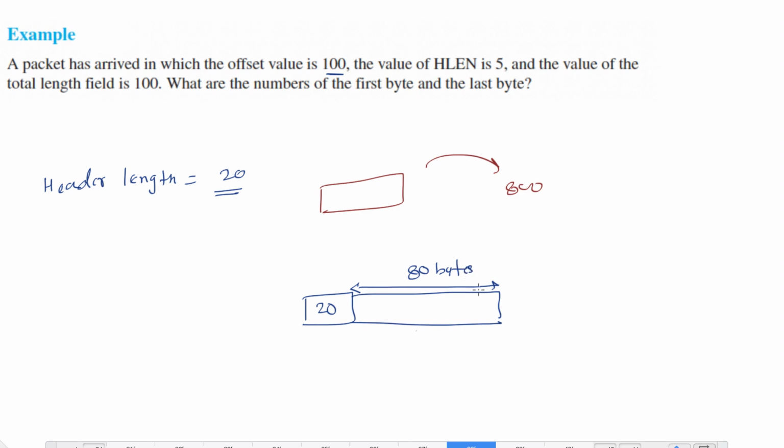What are the numbers of first and last byte? So you can definitely say that 0 to 799 bytes are before it, and this should be byte 800. Let me write 0 in the leftmost corner. So this is 0 to 799 and this is byte 800. And can you comment about the byte number of the last byte? Since these are the 80 bytes, you can say that this is 879, right? This is the byte number for this last byte. I hope you got it. So last byte number is 879.